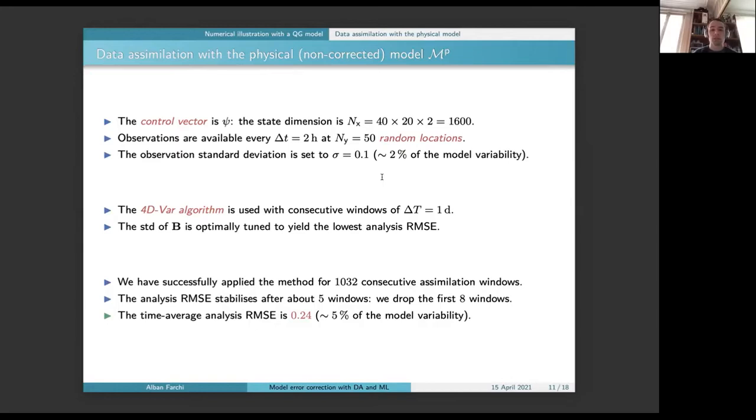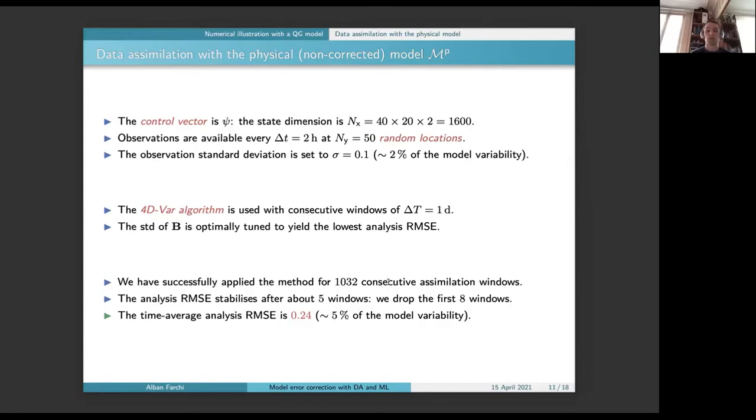For the data assimilation step, we will use a 4D-Var algorithm, and we will take consecutive windows of 1 day. And in order to yield the lowest analysis root mean square error, we will optimally tune the background error covariance matrix, which is 1 parameter of the 4D-Var algorithm.